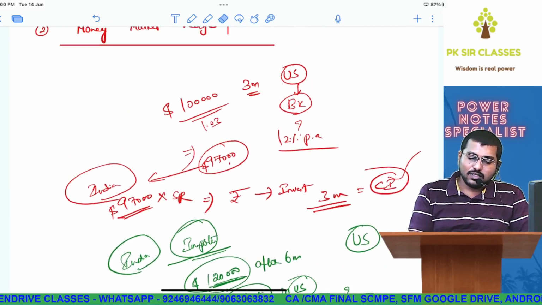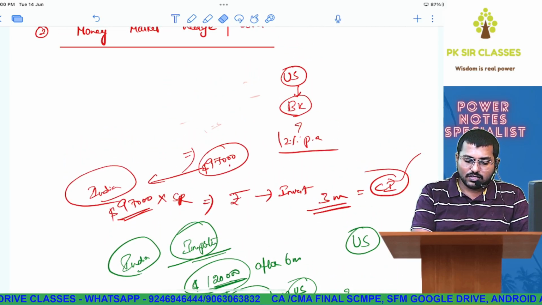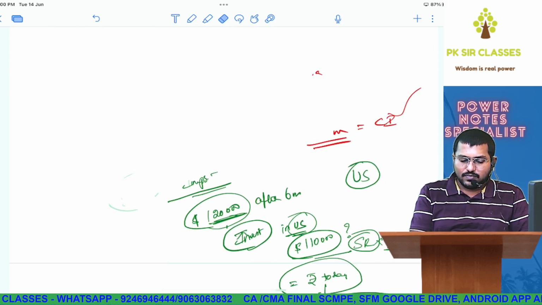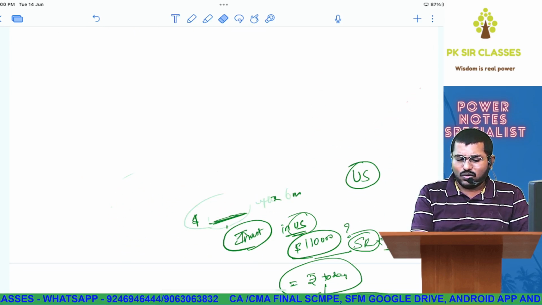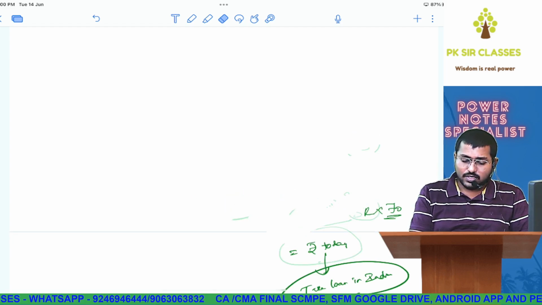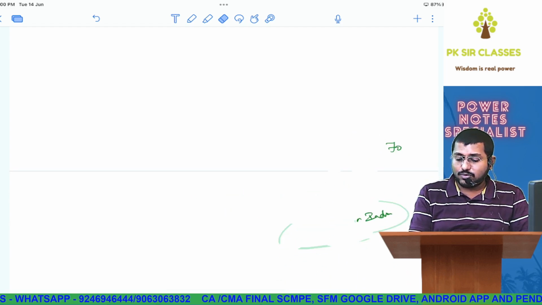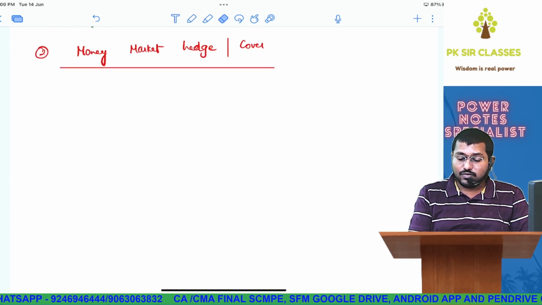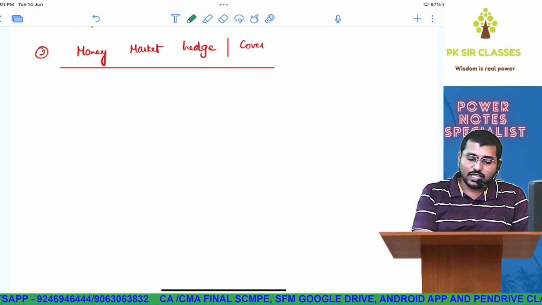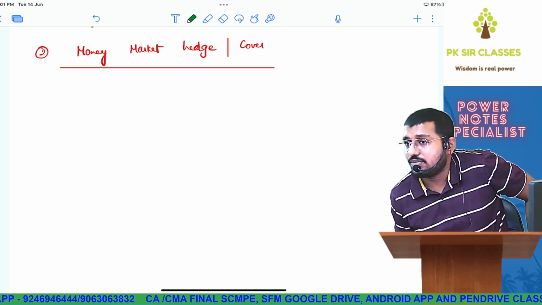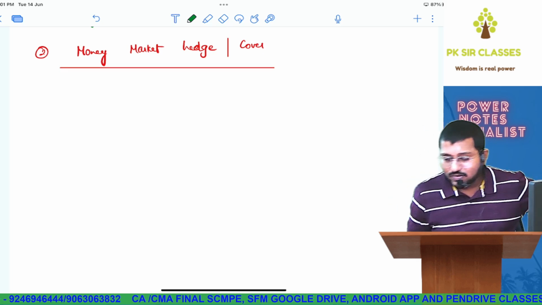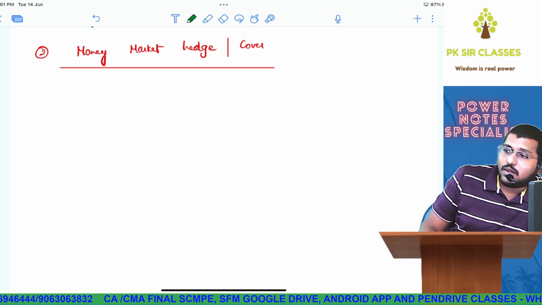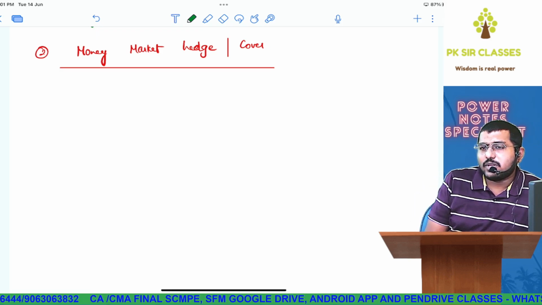This is what we call what? Money market hedge. Is this the only option that we have got? No. We have an option of what? Forward cover. Okay. We have an option of currency futures. We have an option of what? Currency options. We have the option of money market hedge as well. Whichever is better, we'll go. You understand the point? Mostly questions will be like this. He will be comparing forward cover with what? Money market hedge. Mostly questions will be like that.